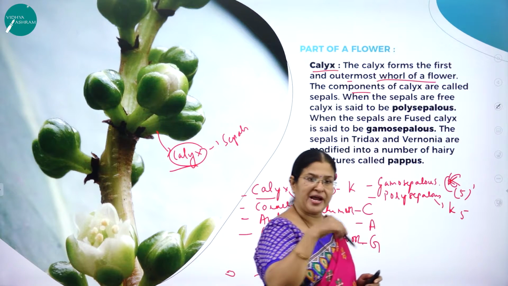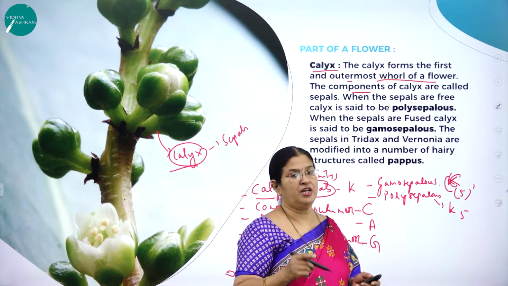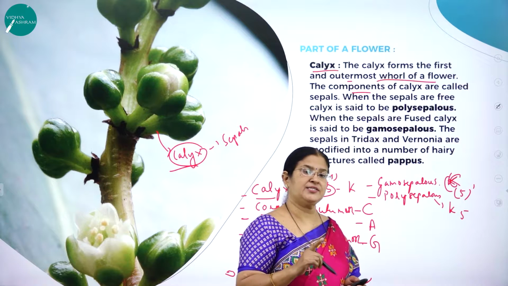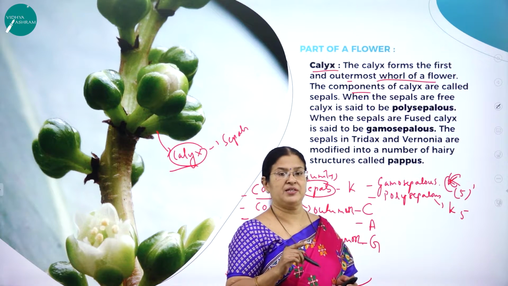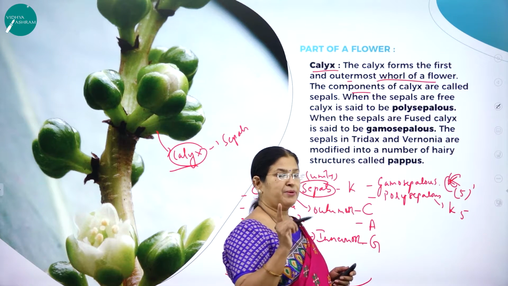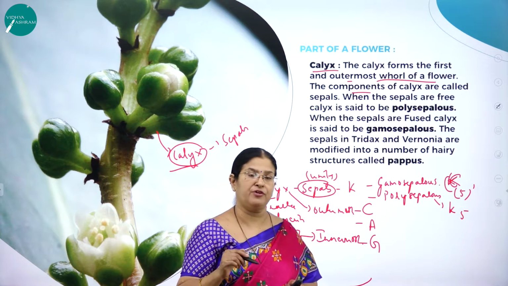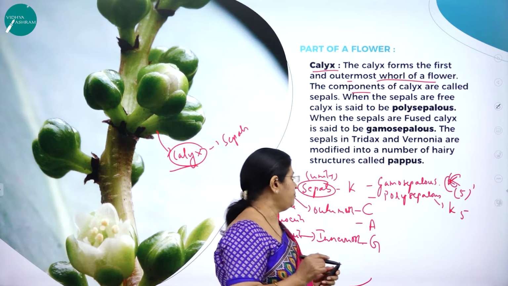So if you put a bracket, it is an indication that the sepals or the petals are fused. If you don't put a bracket, then it is understood that the sepals or petals are free. They are not united, they are not fused. You have to remember these very, very important points or symbols, because when you write the floral formula, it is very, very important.